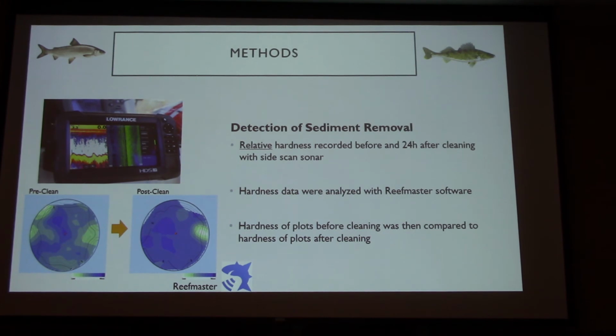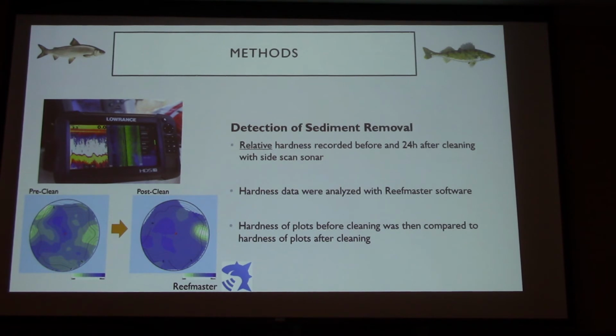Okay. So the second objective, remember, was to see if we could measure how much sediment we were removing, which is really hard to do. So we chose to use a proxy, which was relative hardness. With side scan sonar, you can scan the bottom of the lake. There are different metrics that tell you how hard the substrate is. So if we were successful at cleaning sediments off the reef, we'd suspect it becomes more hard, right? There's more rock, there's more reef structure that's being scanned compared to sediments.